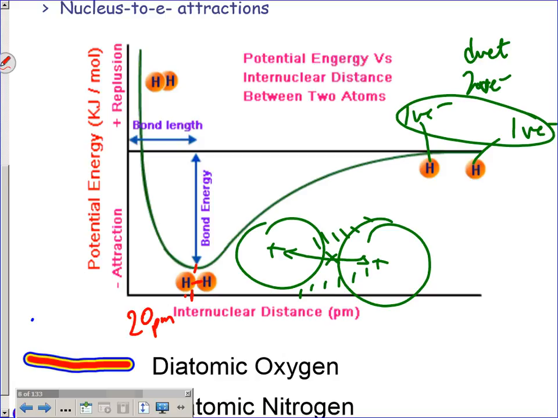So can you give me another diatomic molecule that might have a larger internuclear distance or bond length? Give me something else that would be larger. Oxygen, right? So oxygen maybe has a graph that looks like this, something like that. It's going to be farther over to the right because its internuclear distance is larger, simply because it has an extra energy level. It's larger than hydrogen in itself.